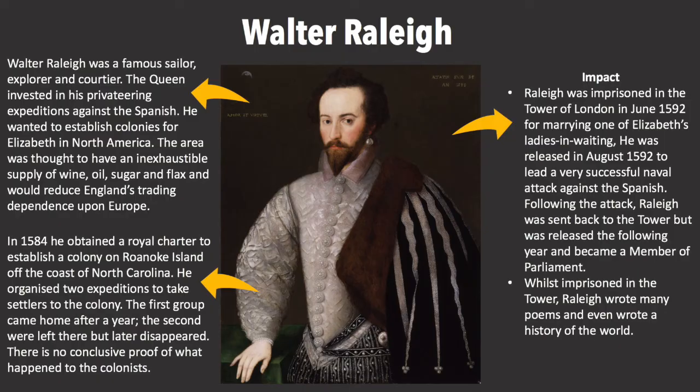The impact of this was that Raleigh was imprisoned in the Tower of London in June of 1592 for marrying one of Elizabeth's ladies-in-waiting. He was released in August of 1592 to lead a very unsuccessful naval attack on the Spanish. Following the attack, Raleigh was sent back to the Tower of London, but was released the following year and became a Member of Parliament. Whilst imprisoned in the Tower, Raleigh wrote many poems and even wrote a history of the world.